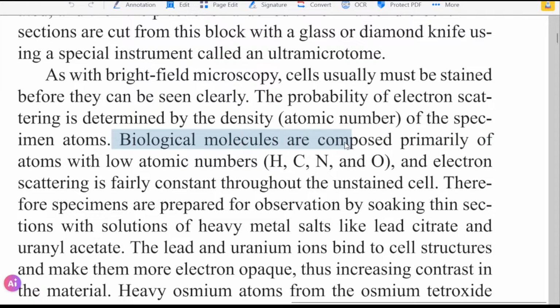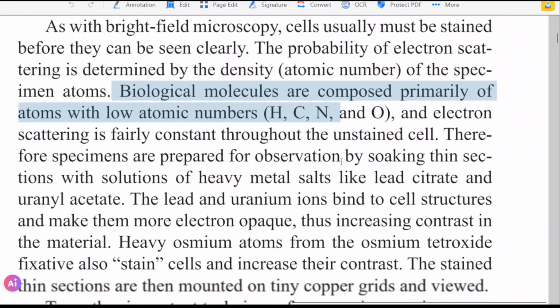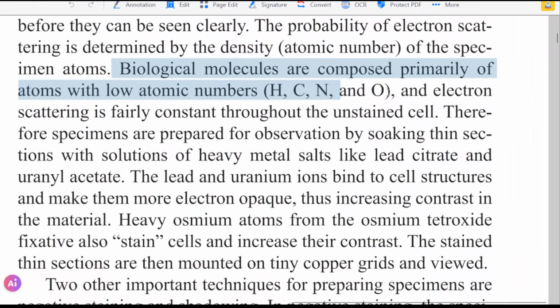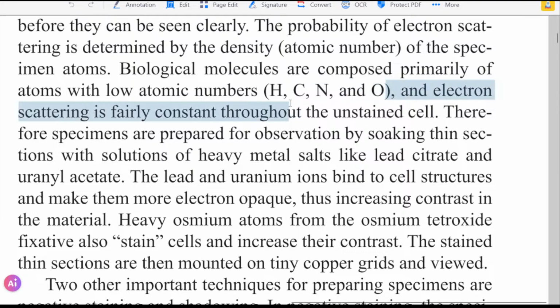Biological molecules are composed primarily of atoms with a lower atomic number, right? H, C, and O. I think it's because the higher the electron density, the more the electrons are probably going to be reflected back. The specimens are organic, right? So of course they have a higher amount of hydrogen, carbon, nitrogen and oxygen, which have lower atomic numbers, and electron scattering is fairly consistent throughout the unstained cell.